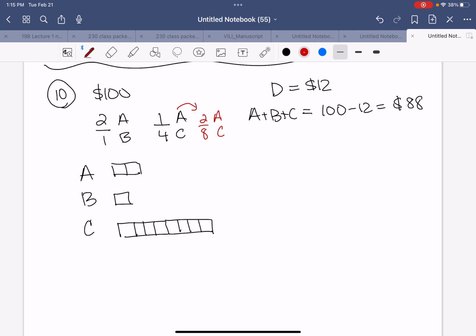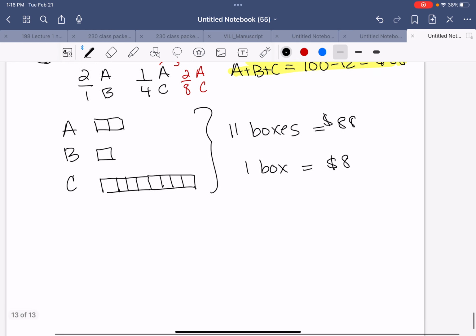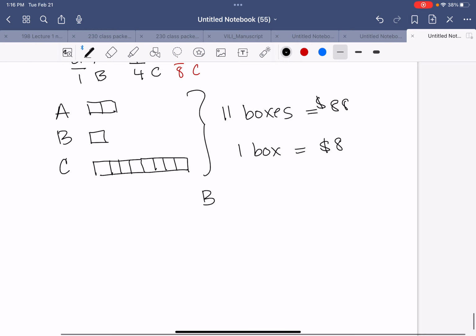Okay, and then I'm going to use this information up here where the 3 A, B, and C together have to be 88. So the 3 categories, which is a total of 11 boxes, has to be equal to the $88. If we divide both sides by 11, that's 1 box is $8. And so that tells us that B, which is 1 box, we're going to give $8 to.